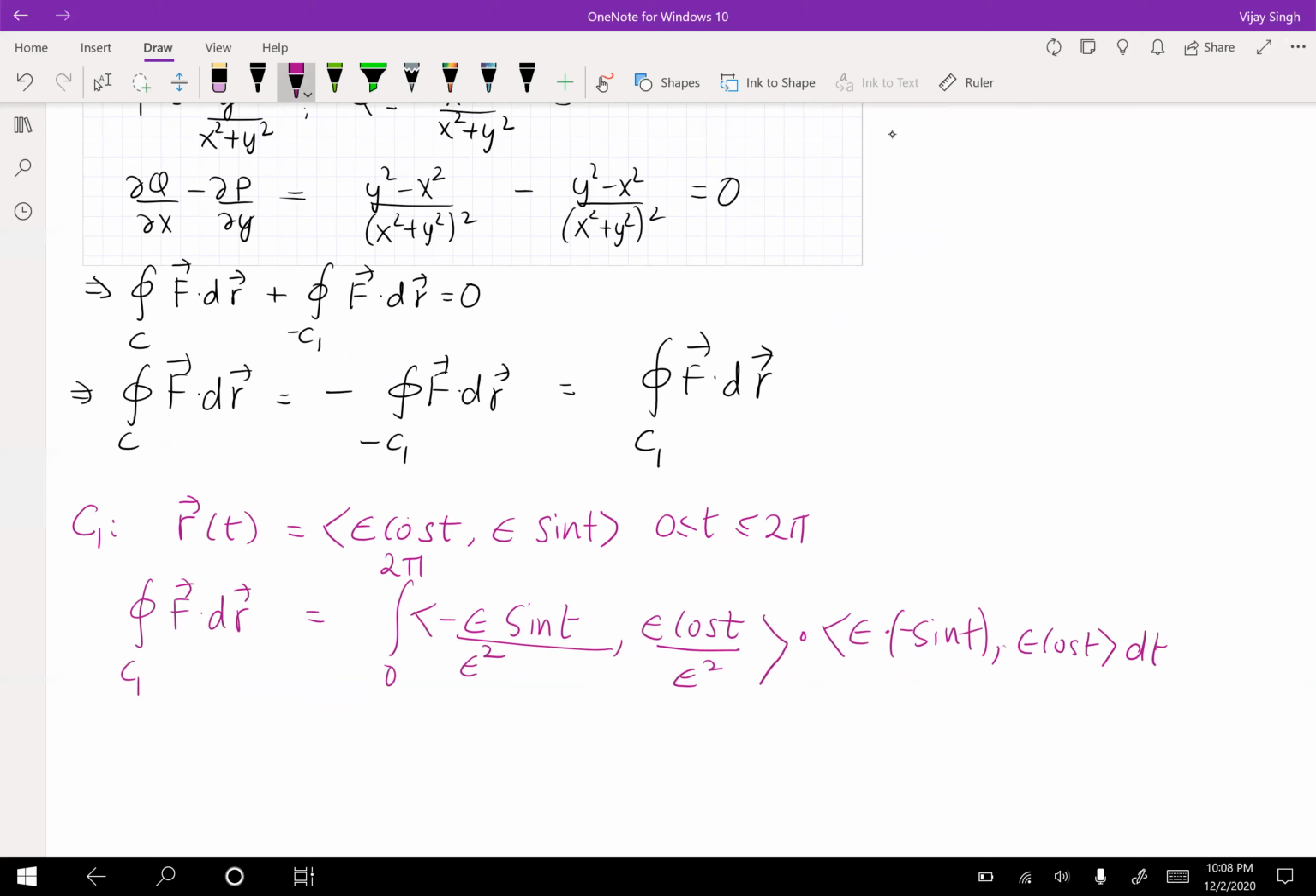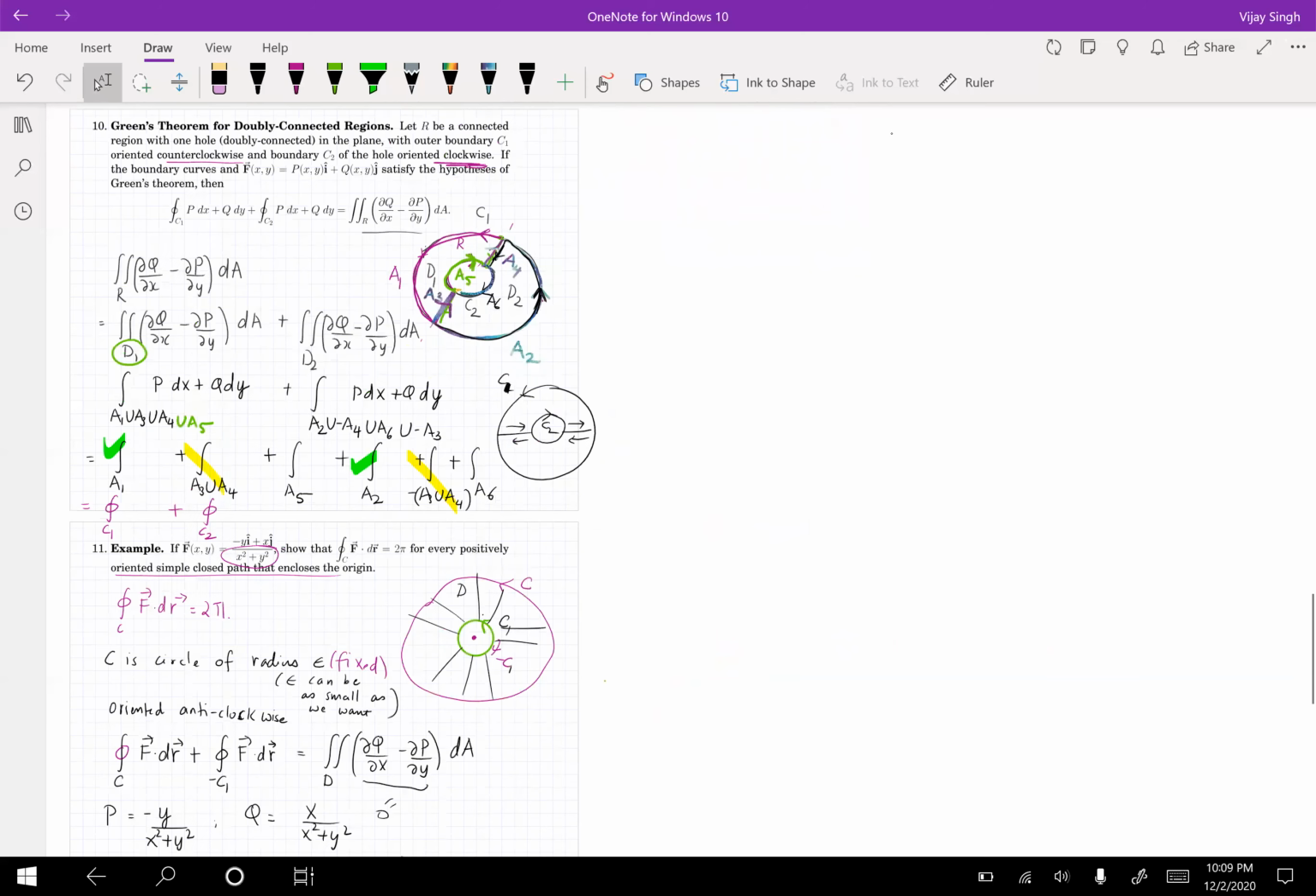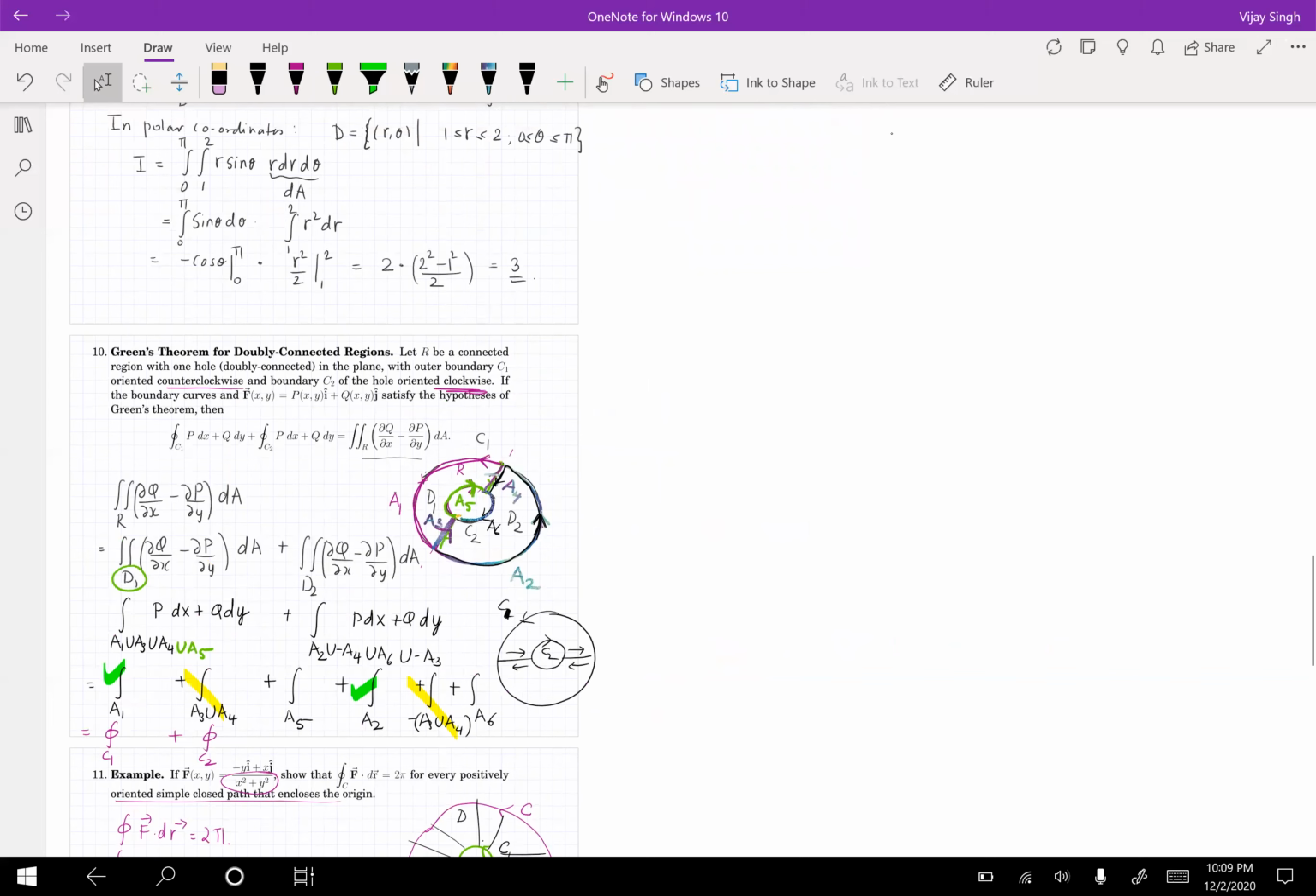Now if we combine this, we get the integral from 0 to 2 pi of epsilon by epsilon square times sine square t plus cos square t dt. And that is basically integrating 0 to 2 pi of dt, which is 2 pi. And voila, here we are done. Okay. So the key idea was using Green's theorem for the doubly connected region. Thank you for your attention.